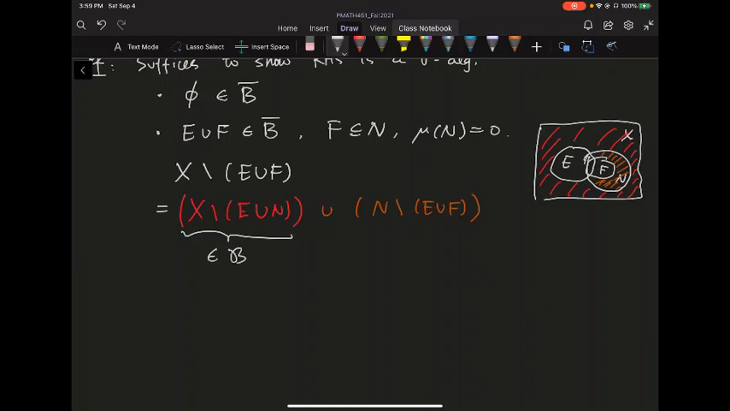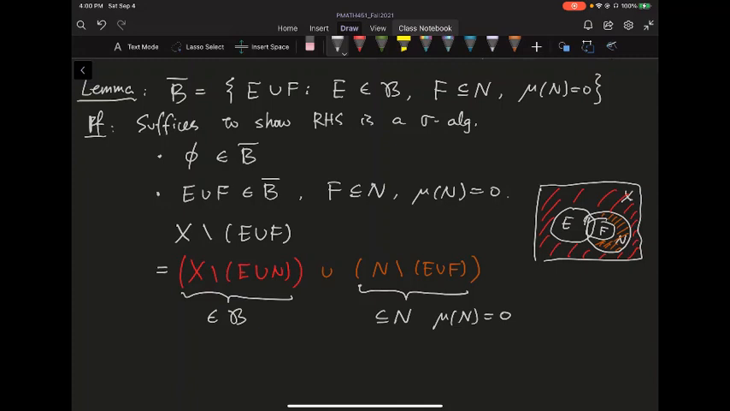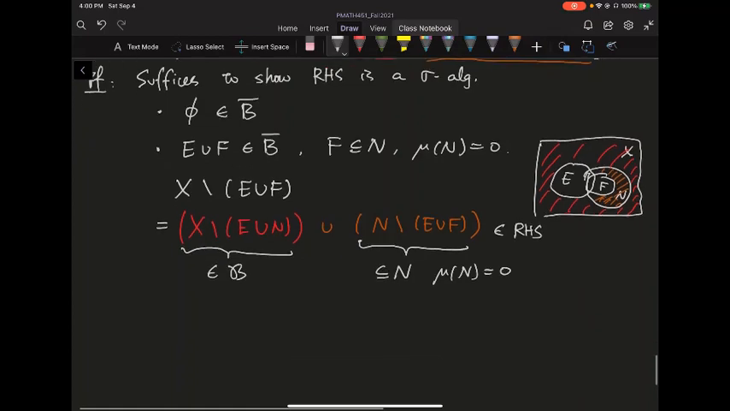And N is a null set under the original measure. So this N take away the E union F is going to be a subset of a null set again. So this is contained in N, where mu of N is 0. A typical element on the right-hand side is a union of something that's in B, which is the first part, and something that's contained in a null set, which is the second part. So by definition, this is contained in the right-hand side. Okay, so we showed it is closed under taking complement.